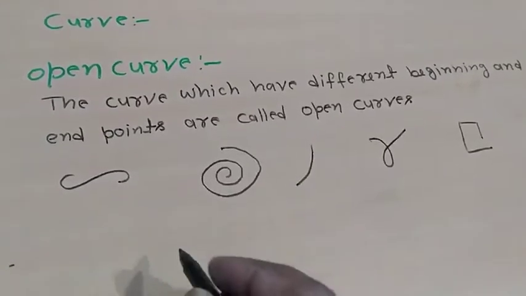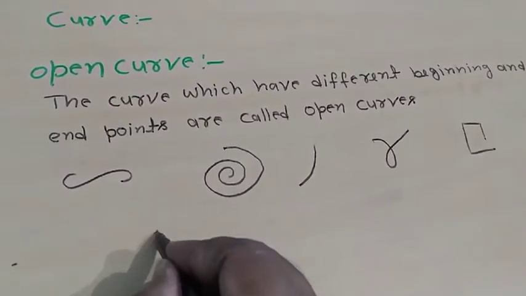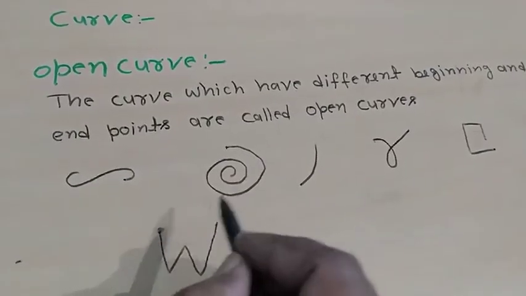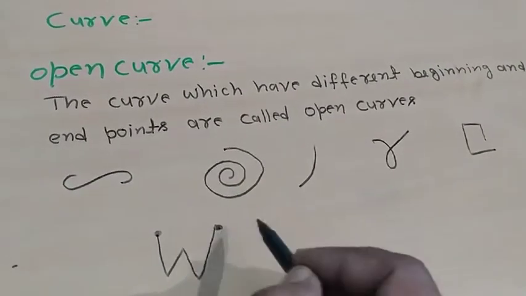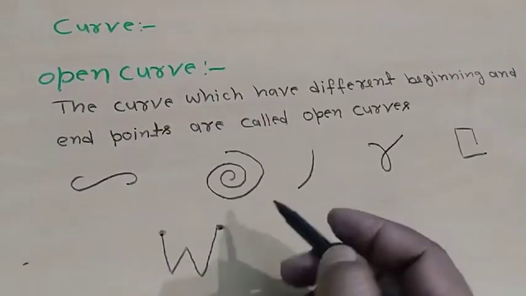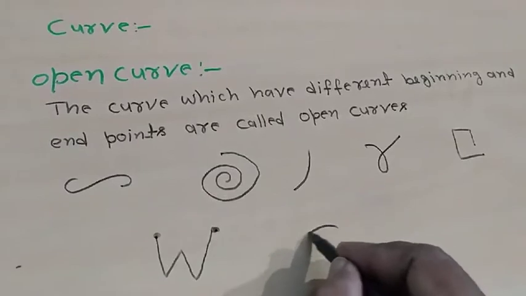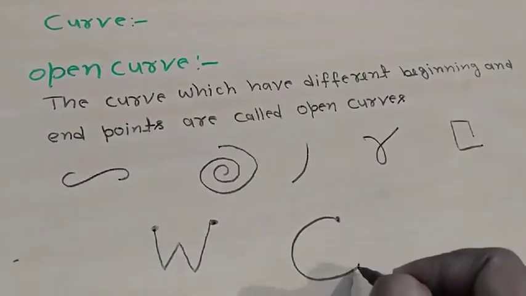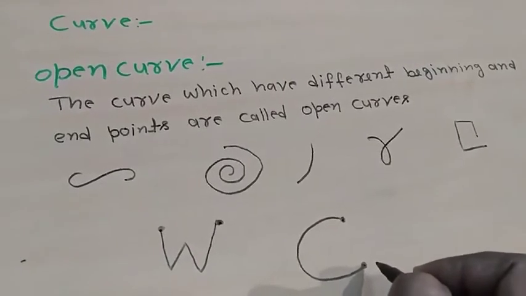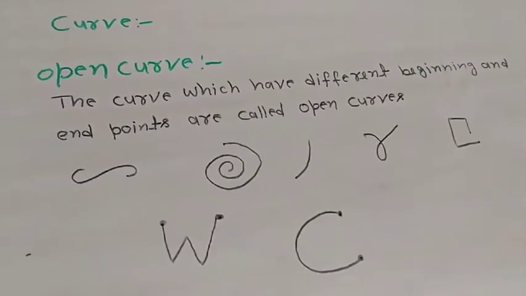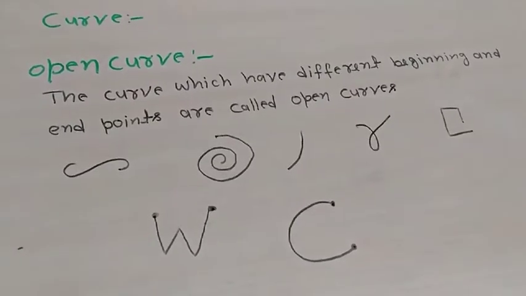Let's see some more examples like this. We start from here, this is our beginning point, and here this is our terminating point or end point. Let us see, we start from here, this is the beginning point, this is the end point. So this is an open curve. Clear?